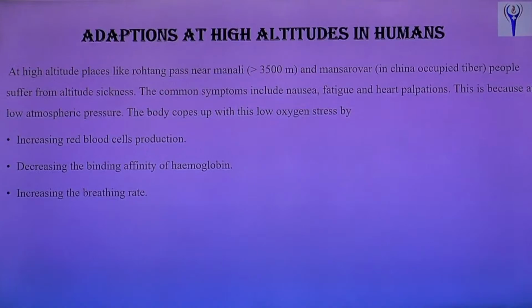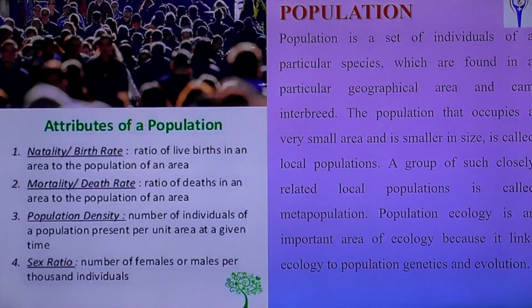ட்ரான்ஸ்போர்ட் ஆஃப் ஆக்சிஜன். நம்ம என்ன பார்த்தோம், ஒரு நாலு ஆக்சிஜன் ஒரு ஹீமோக்ளோபினில் போயிட்டு பைண்ட் ஆகுது. So அது அப்படி ஆகிட்டே இருந்துச்சுன்னா நமக்கு ஆக்சிஜன் சப்ளை கம்மியாயிடும். And then increasing the breathing rate. Okay, next we will see about population. What is population?